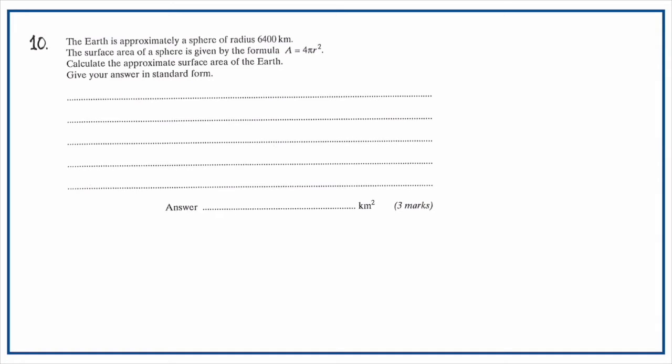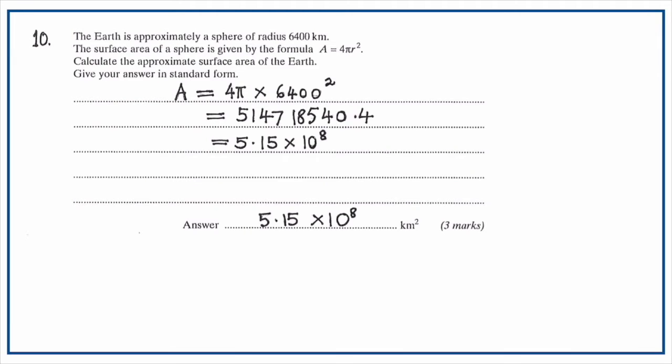So A, the surface area, equals 4 pi times 6,400 squared, which equals 514,718,540.4, which in standard form equals 5.15 times 10 to the 8. Because you move the decimal point 8 times to the left, and so that's why the answer is 5.15 times 10 to the 8 kilometers squared.